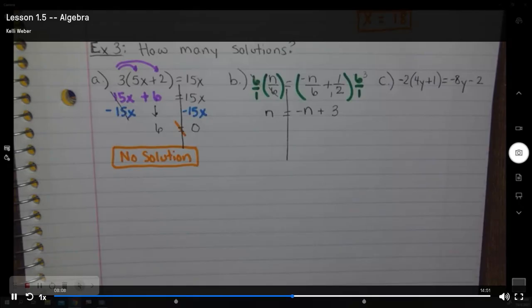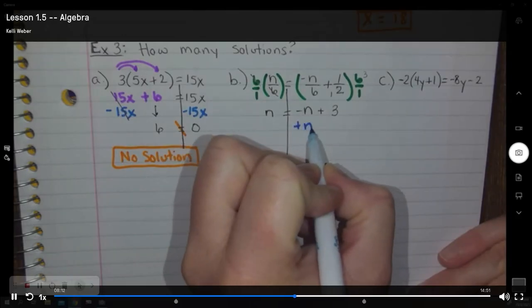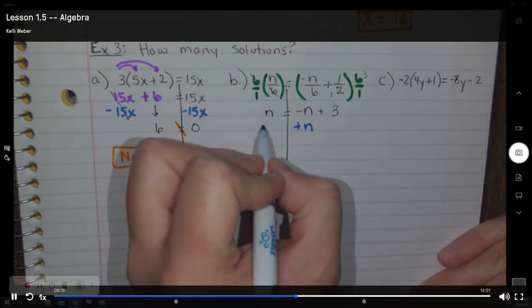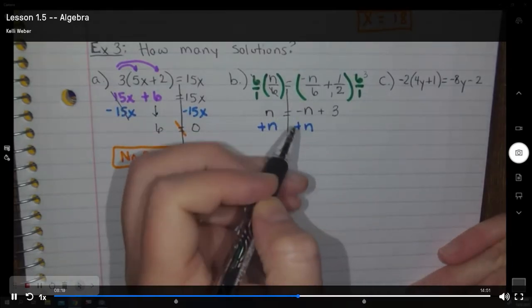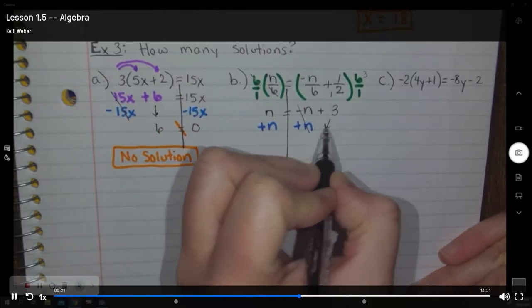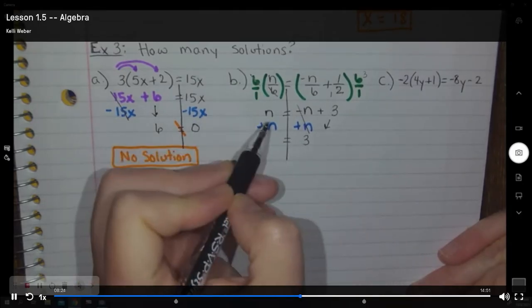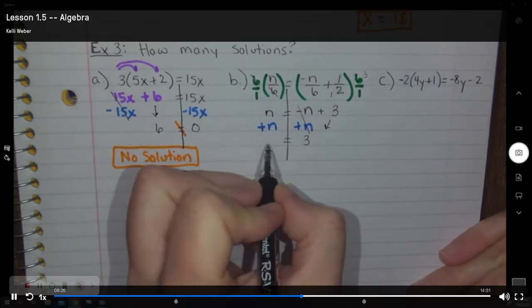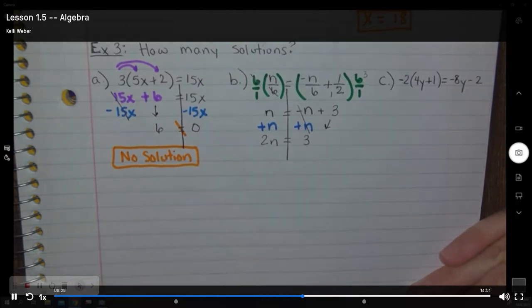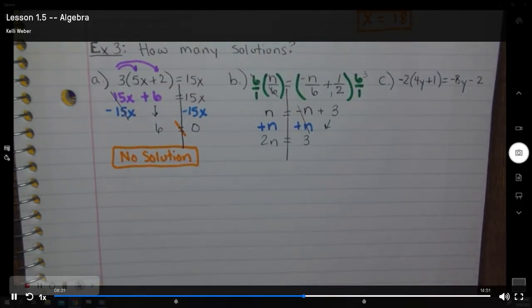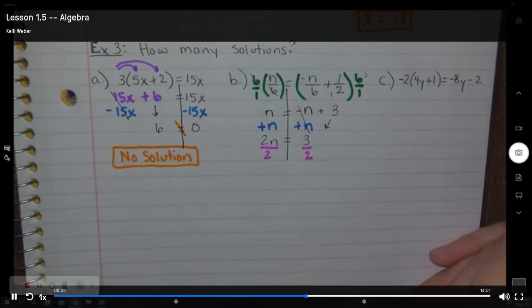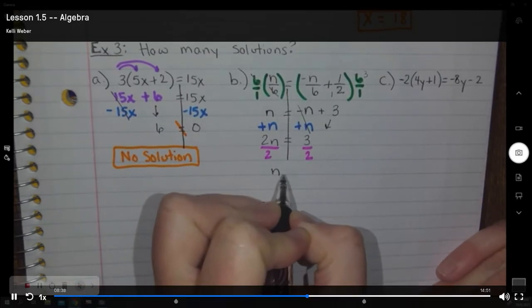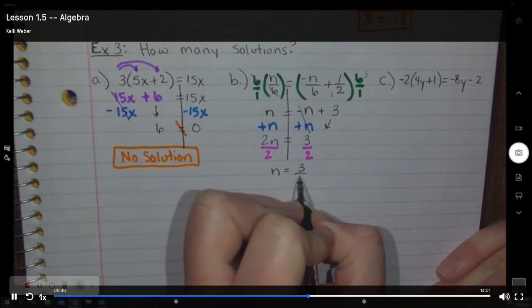So I want to get my variables on the same side. I'm going to add this n. Since I already have the 3 here, I might as well move the n's over to the left side. So negative n plus n makes 0. We're going to bring down our 3. 1n plus 1n gives us 2 n's. And then I need to divide both sides by 2 so that we can get n all by itself. And when we do this, we find that n equals 3/2.